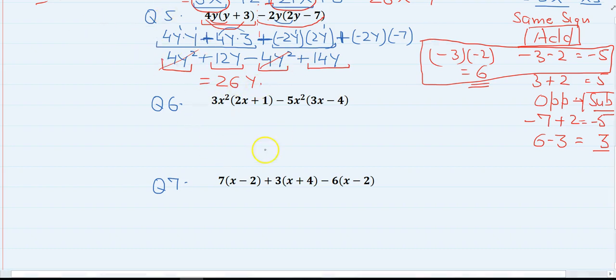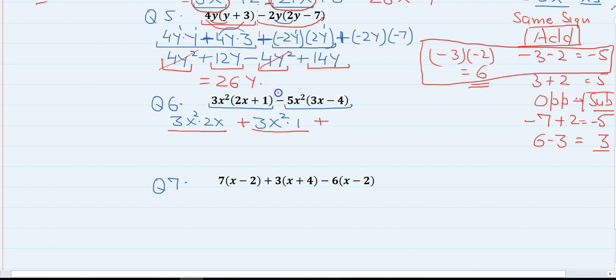Now let's move to the next question. It's also having same condition like the previous one. Let me solve it very quickly. So that first term is 3x square multiply 2x. That is the first term. Then I told you we will write plus sign across the board. So second term is 3x square multiply 1. Again we are going to use plus.